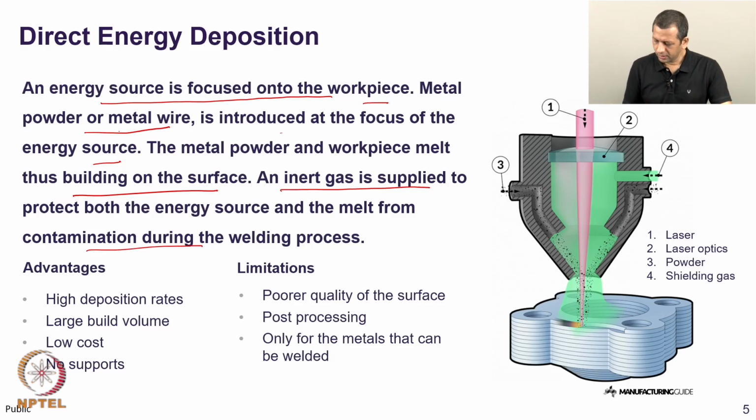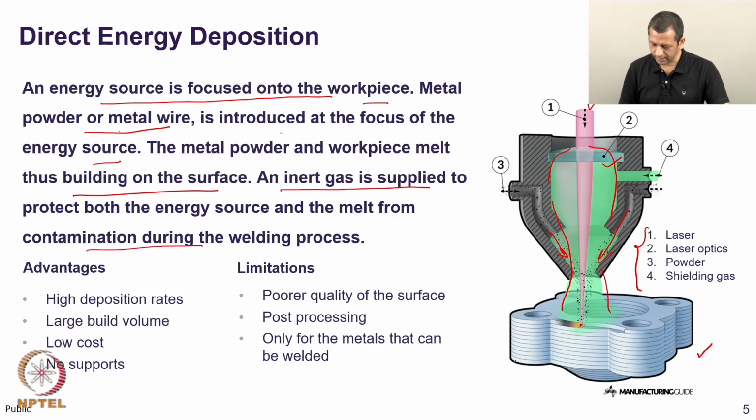A schematic of the DED process is shown on the bottom right corner. There are 4 major elements here. One is the laser source. We have laser optics to control the laser. We have powder or wire feedstock, in this case powder, that is being fed and it is coaxial with the laser beam. And we have a shielding gas which is protecting the laser source and also the feedstock throughout its way before it is deposited on the substrate, right.